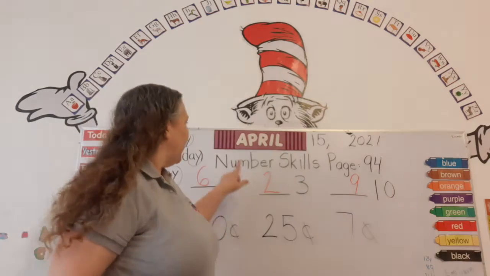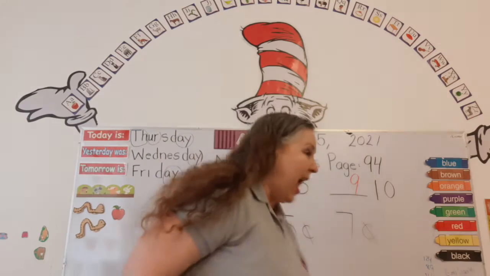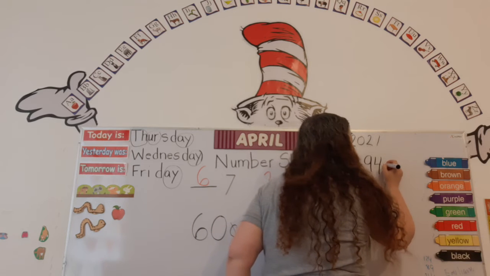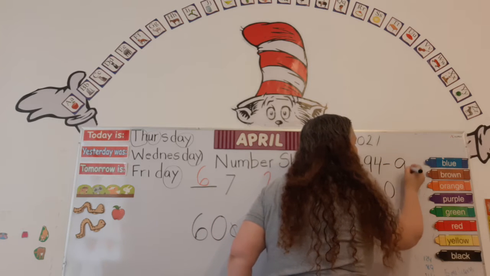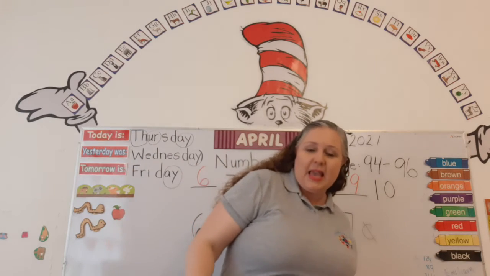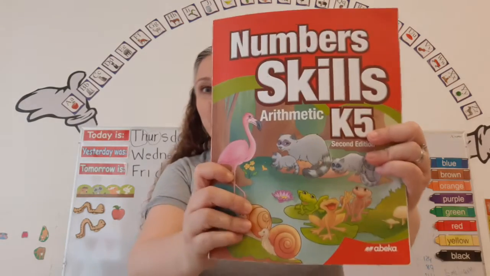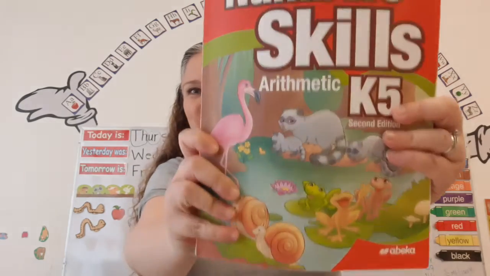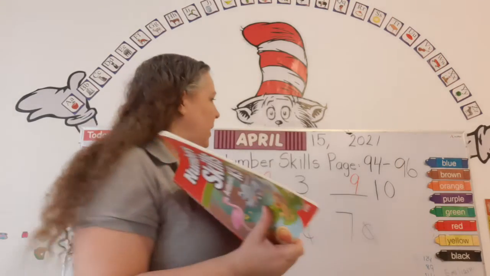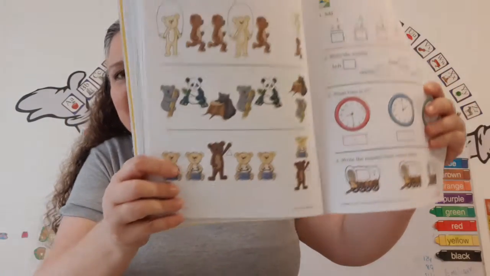Now, Number Skills, page 94. And you know what? I want us to do up to page 96 today. So we're going to do page 94 through 96. We're going to do 3 pages, okay? So get your Number Skills book out. There it is. Now open it up to page 94. There it is.